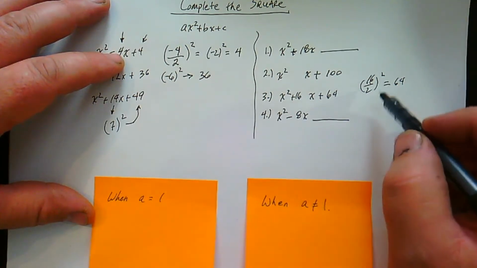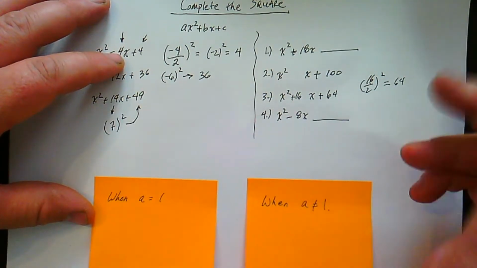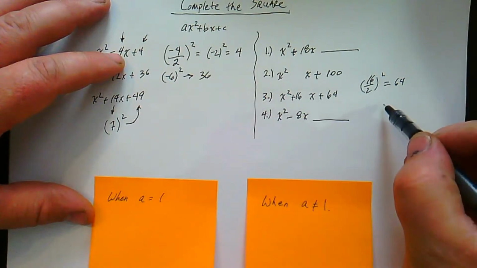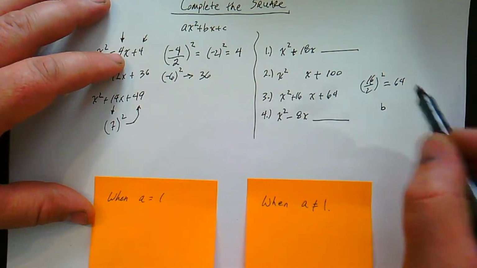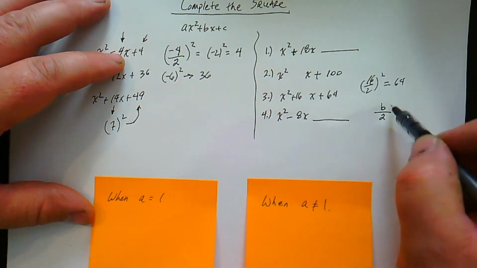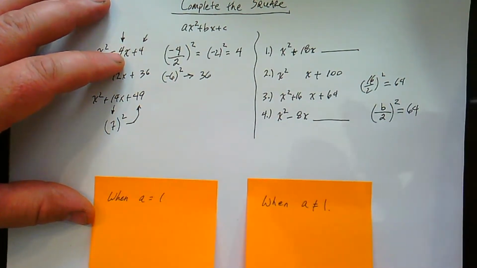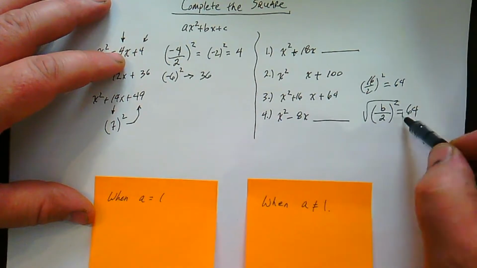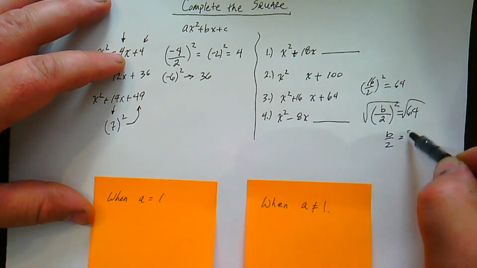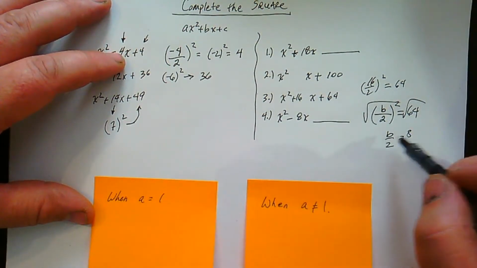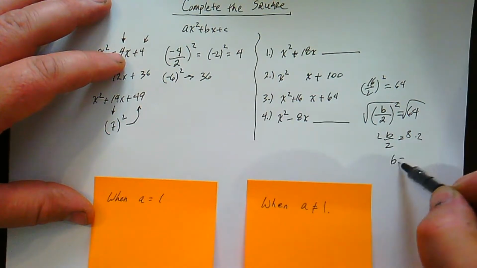If I couldn't figure that out in my head, I guess if I had to write an equation, I could. I would say, well, b is the number we're looking for. I take half of it and square it, and the answer is 64. So you could use inverse operations to solve this. You could take the square root of both sides. b over 2 equals 8. So multiply both sides by 2. b equals 16. See?